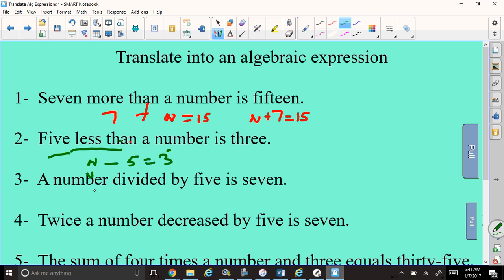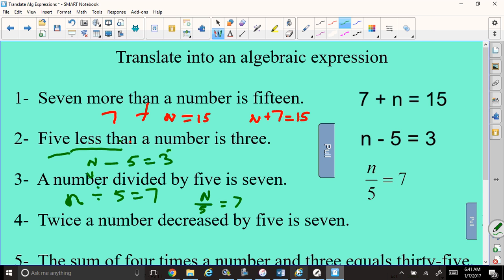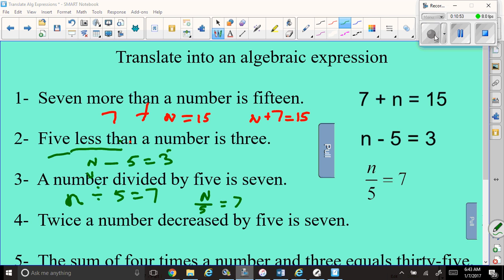Looks a lot better. A number, I'll call that n, divided by 5 is 7. So it's not too bad. You can write it like that, but more so you'll see it like this. A number divided by 5 equals 7. So we have our answers right here. So those are the answers to that. So the rest we'll do in class.